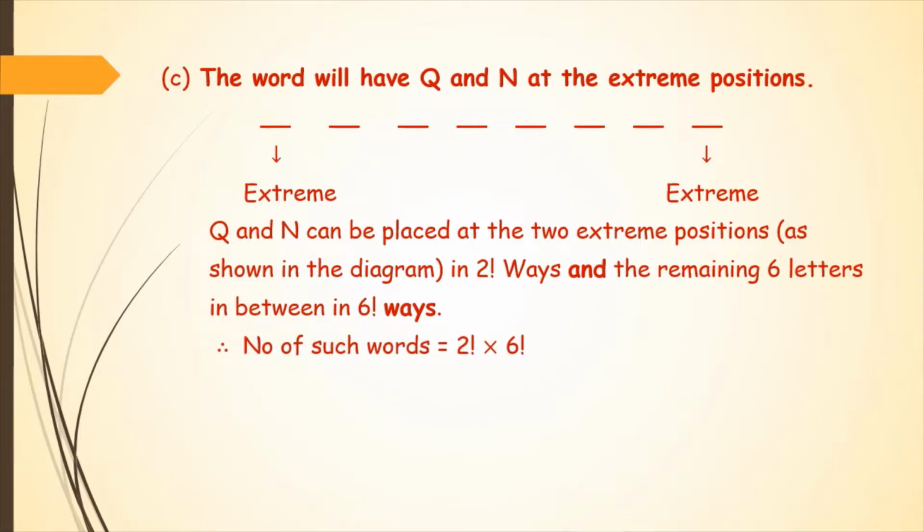So we will have here final answer as number of words formed as 2 factorial into 6 factorial, that is 2 into 720, that is 1440.